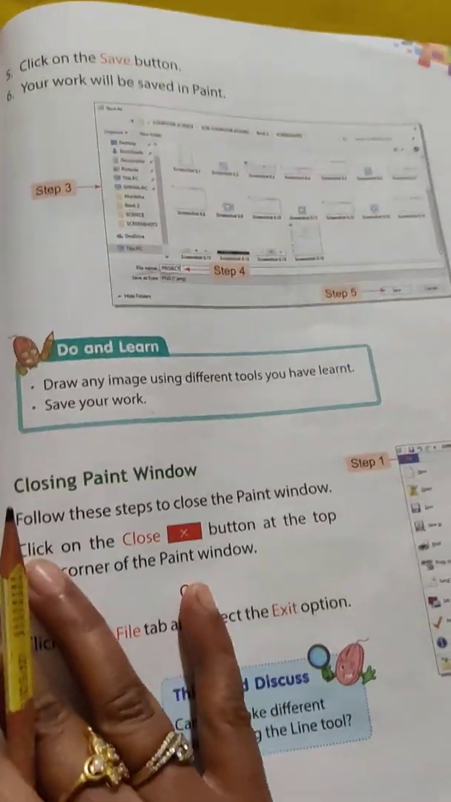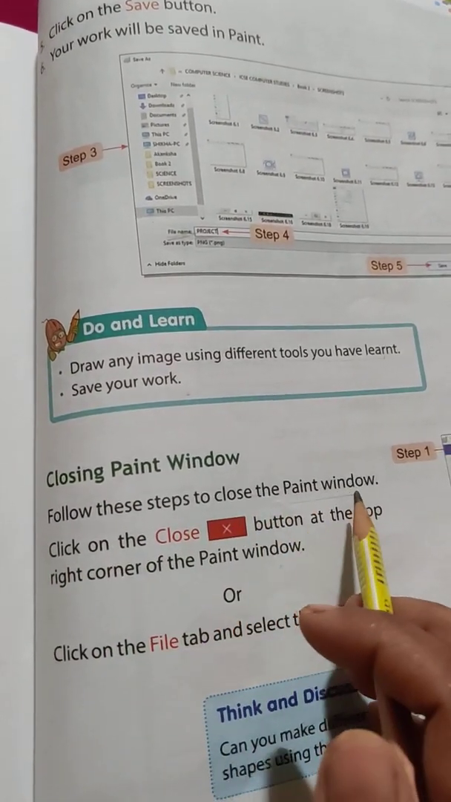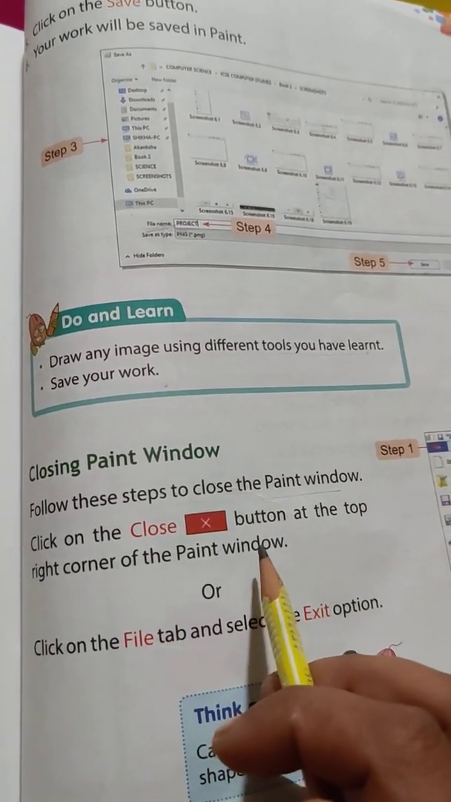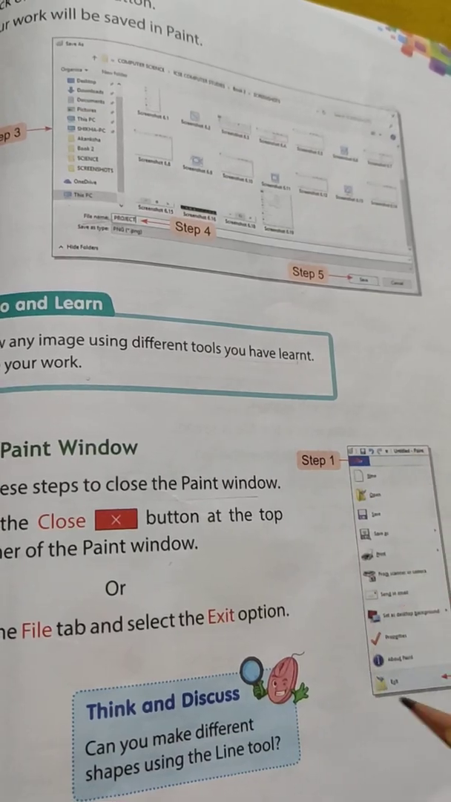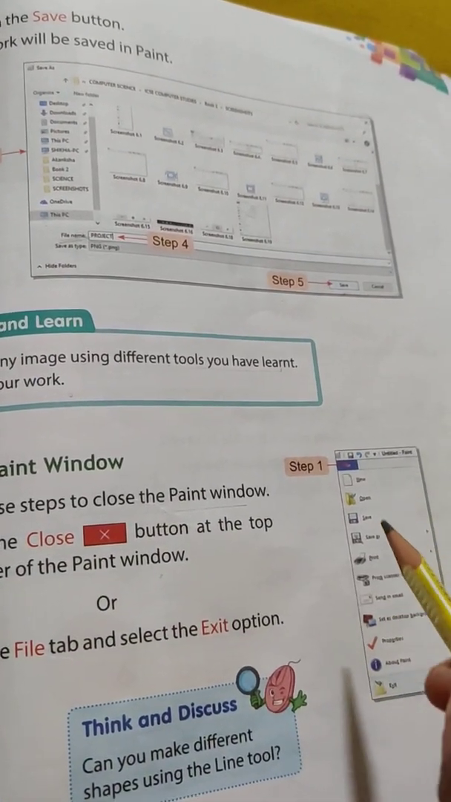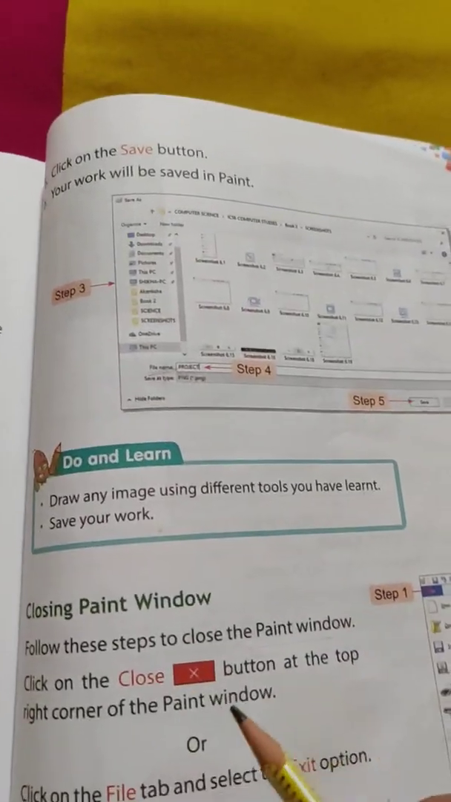Okay, now how to close the paint window. Follow these steps to close the paint window. Click on the close button at the top right corner of the paint window. In this picture it is not mentioned. It is only saying about the file tab and the options given. Where will we get the close button?